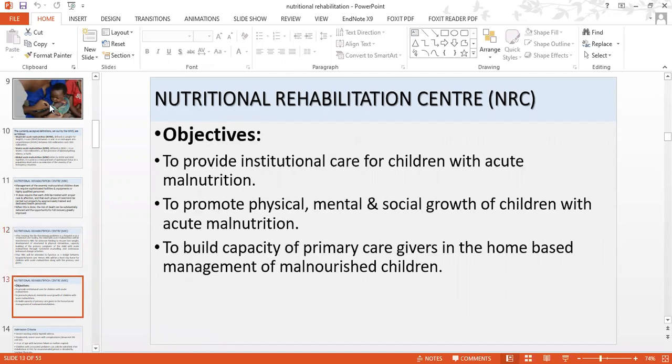The objectives are to provide nutritional care for children with acute malnutrition, to promote physical, mental, and social growth of these children, and to build the capacity of the primary caregivers in home-based management of malnourished children.